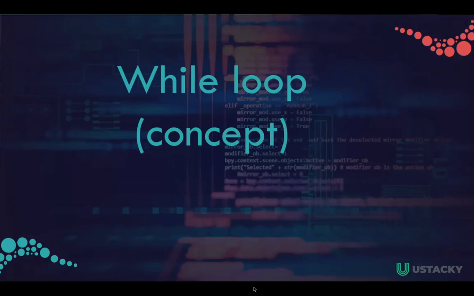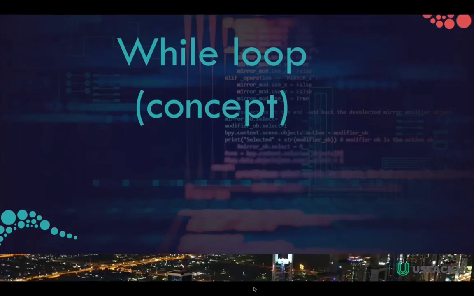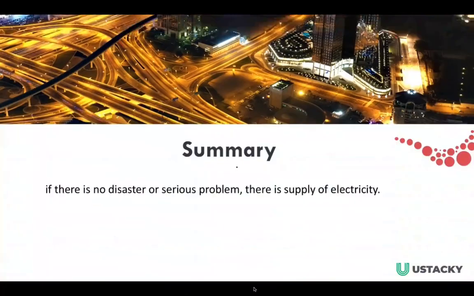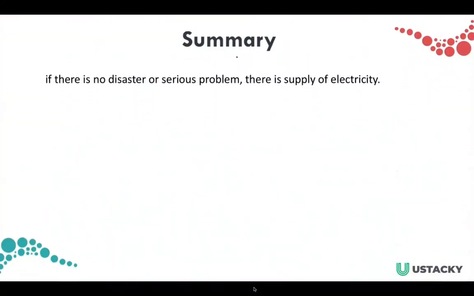In this tutorial, I will be explaining the while loop concepts. Cities in developed and developing countries have constant supply of electricity. Electricity is guaranteed if there is no natural disaster or a very serious problem. This statement can be summarized as, if there is no disaster or serious problem, there is supply of electricity.